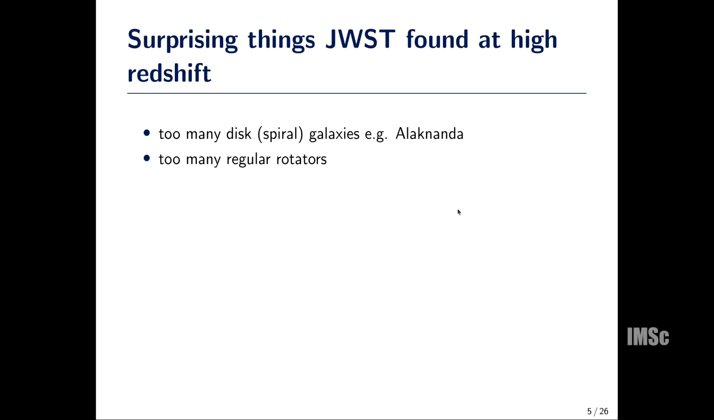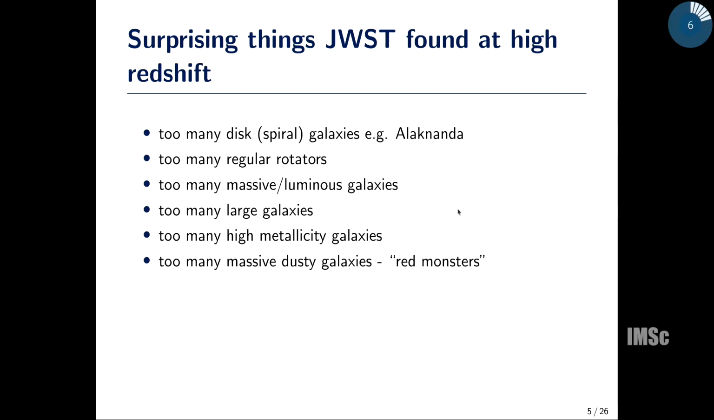So over the last 3 or 4 years that JWST has been in operation, it's made a number of surprising discoveries. The first thing it found is there were too many disk galaxies at high redshift. And you saw an example on Monday when Rashi spoke about the Alaknanda galaxy. And if you get integral field spectra of those galaxies, you find that many of them are regular rotators. This was not expected.